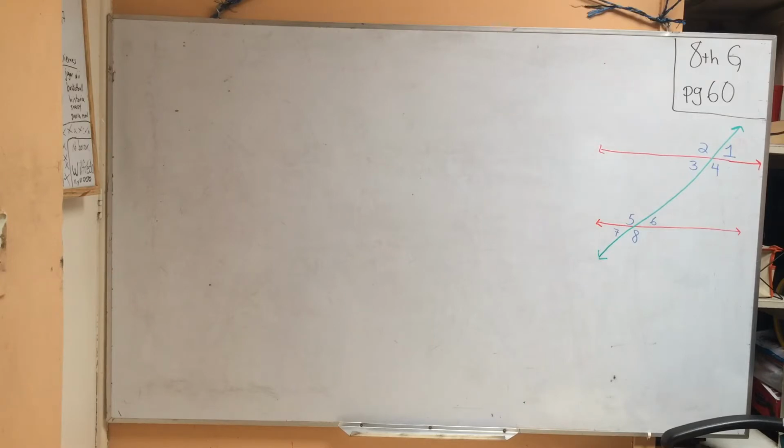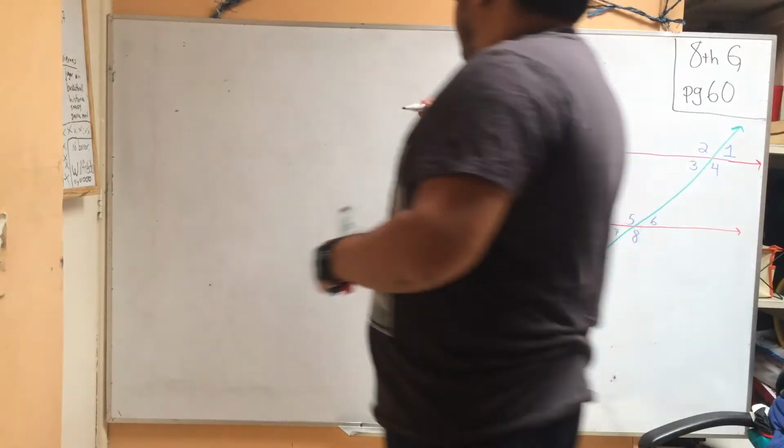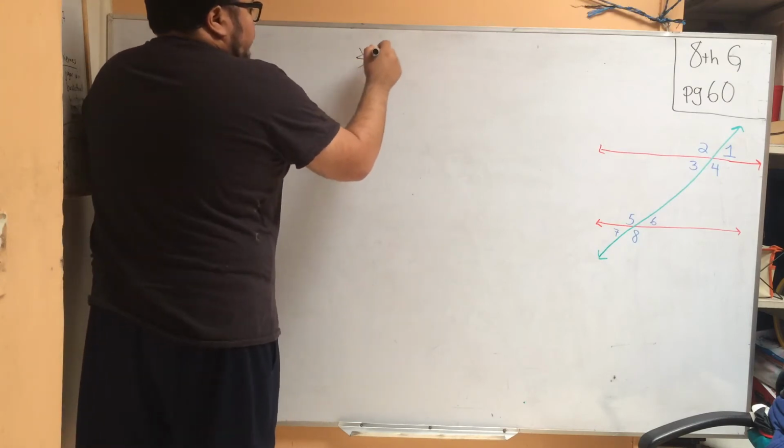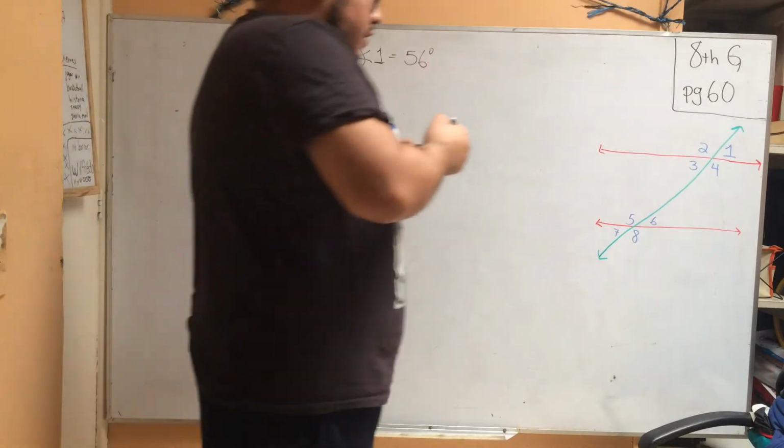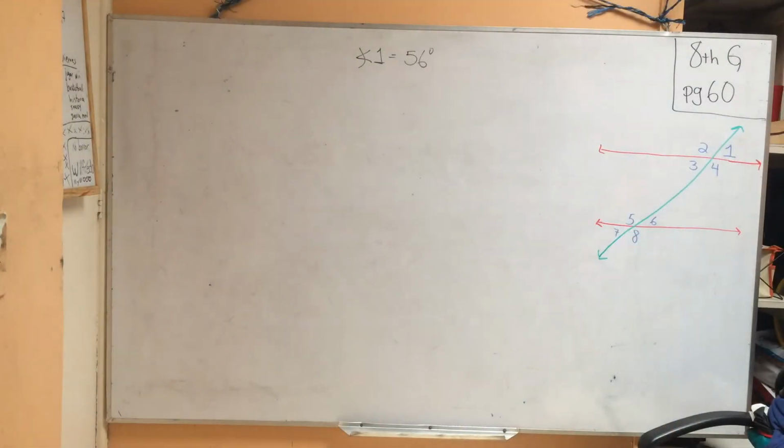So on exercise 1, they tell us, given that angle 1 is 56, let's put it here. They're telling us that angle 1 is equal to 56 degrees. So we're talking about this angle, number 1. They're telling us to find the measurements of all of the angles. Now, if we study the definitions that we already talked about, that means that we can find the measurements of the other angles using only angle number 1.